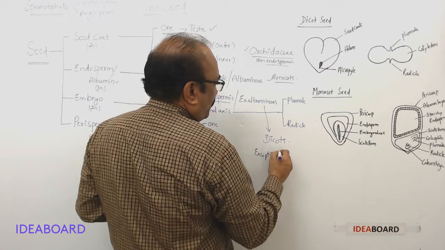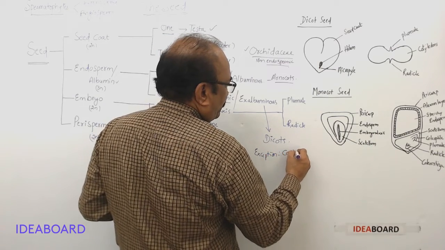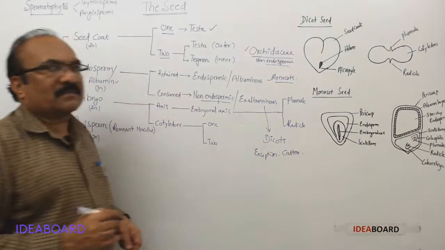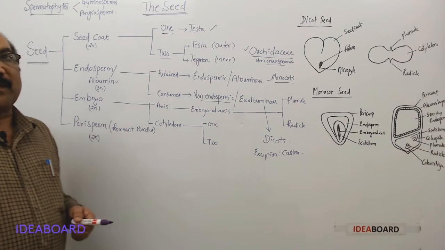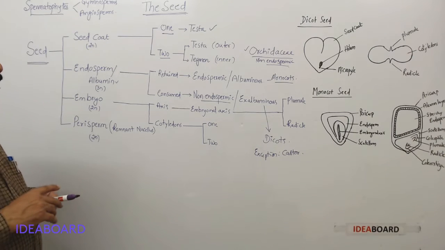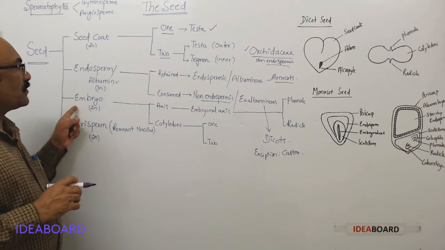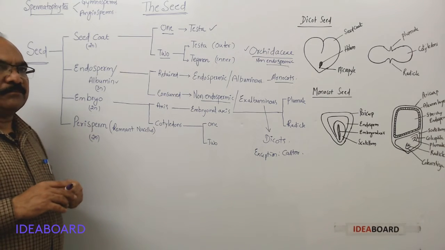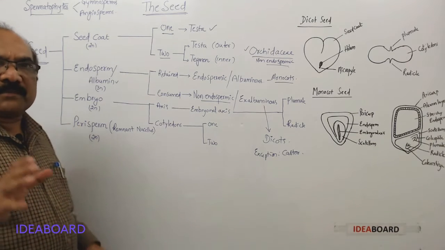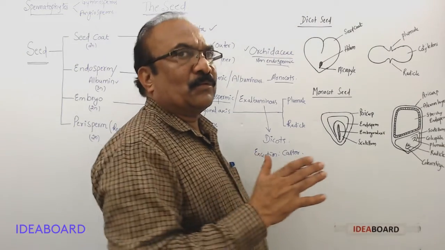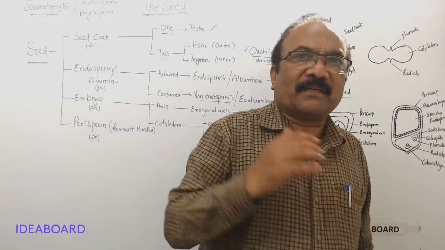Exception among dicots is what? Castor. The castor seeds are endospermic. Okay, now let us say the embryo. That means the embryo represents new generation, new sporophytic generation.